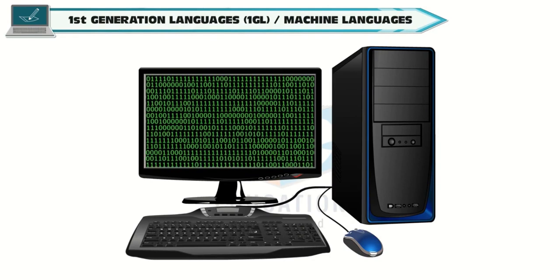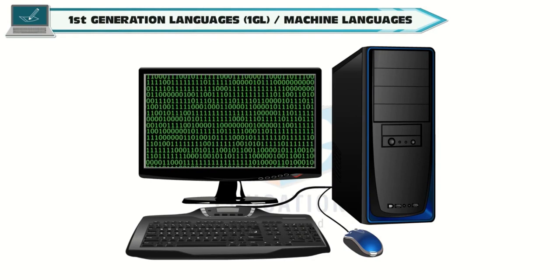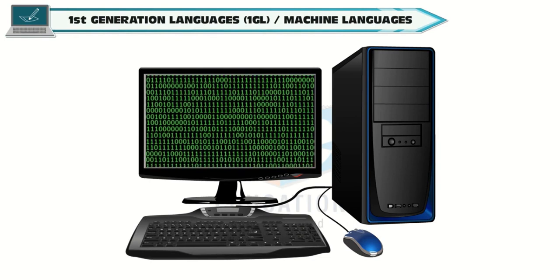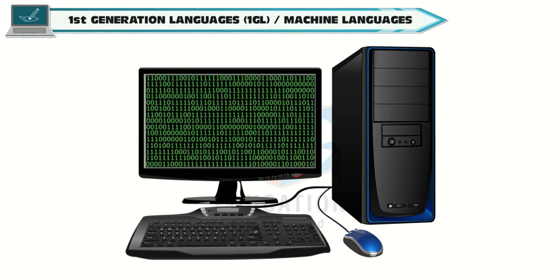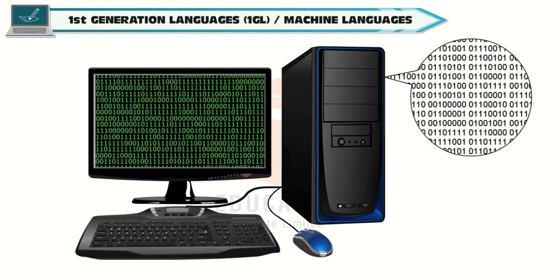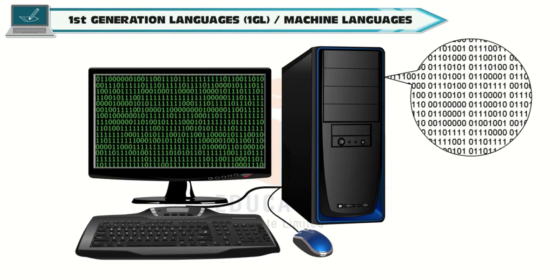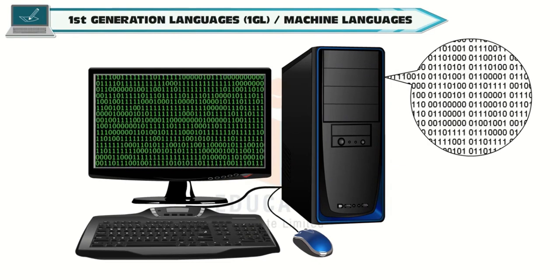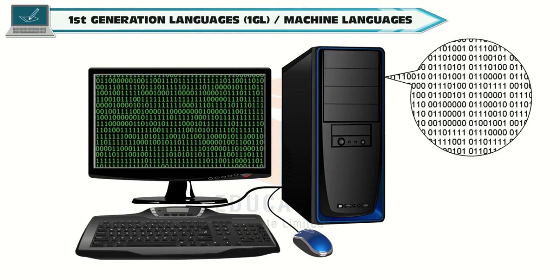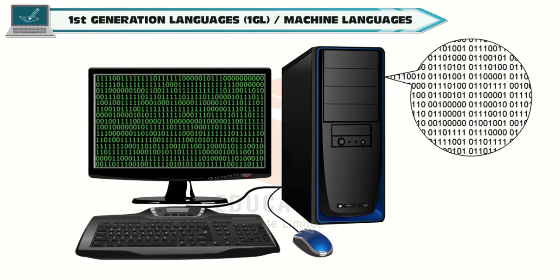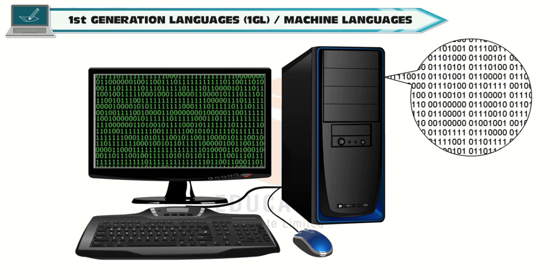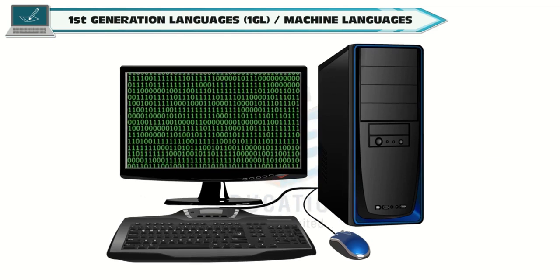First generation of computer language mainly used binary codes. Instructions were given in zeros and ones. Since the program was directly processed by the CPU, it remains one of the fastest programming languages. First generation language is also known as machine level language.